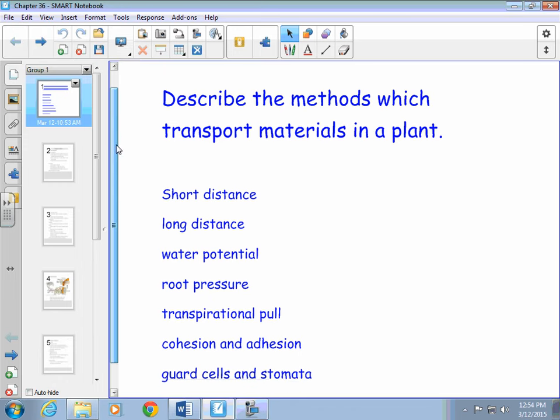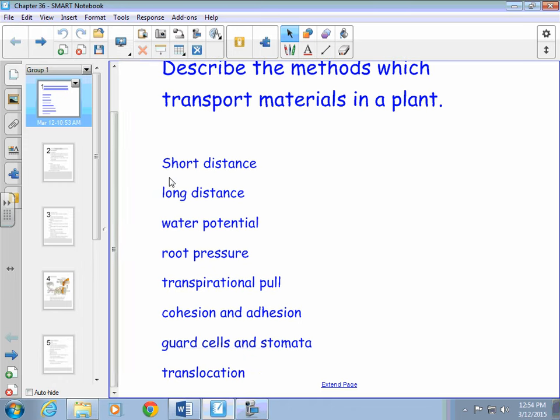In our discussion today, we're going to mention the short and long distance movement of material. We will bring back the definition of water potential and how we can relate that to plants. We're going to talk about how root pressure, transpirational pull, cohesion, and adhesion are going to get material all the way from the root tips to the tip of the leaves.